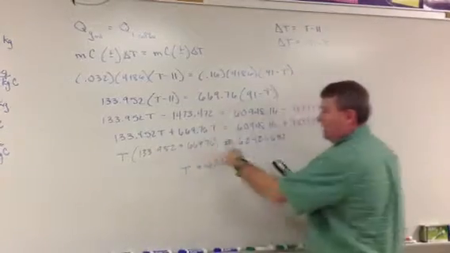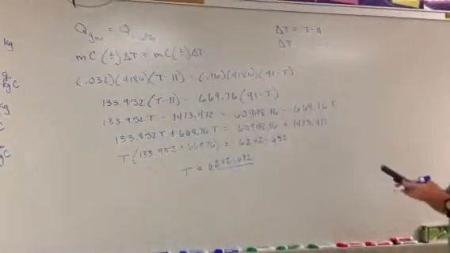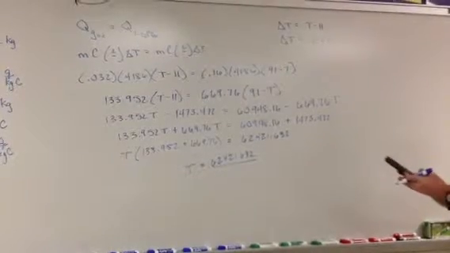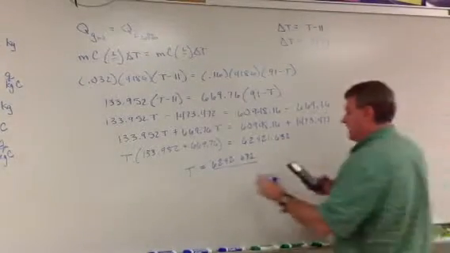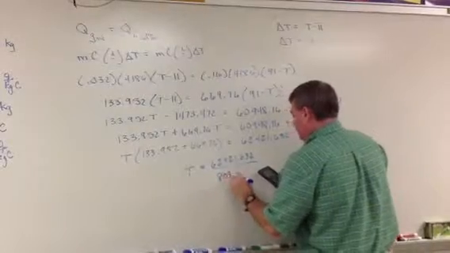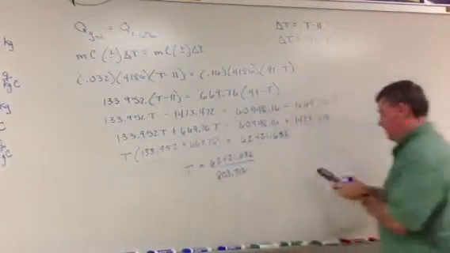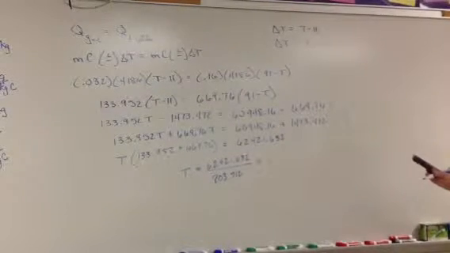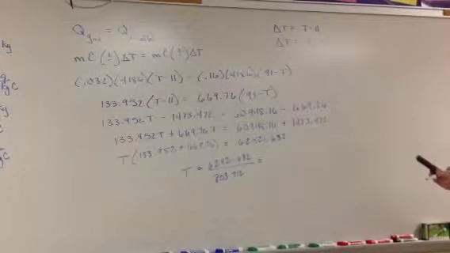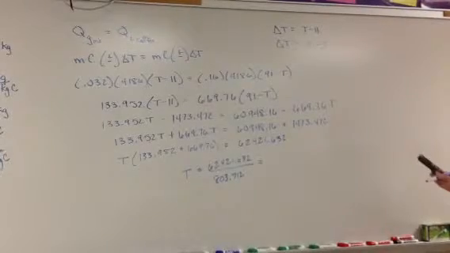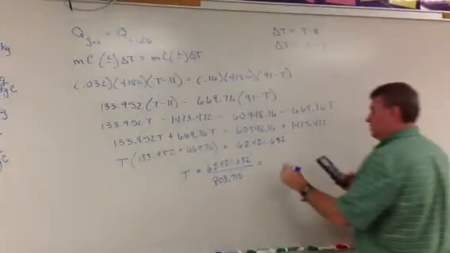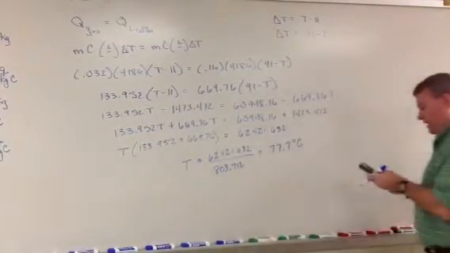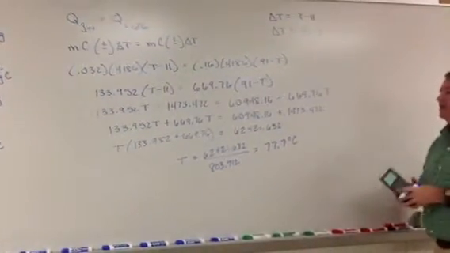All right, and temperature is going to be 62,421.632 divided by the sum of those numbers, 133.952 plus 669.76. This is 803.712. And I divide these out. 62,421.632 divided by 803.712 gives us a temperature of 77.7 degrees Celsius. So our equilibrium temperature is about 78 degrees Celsius.